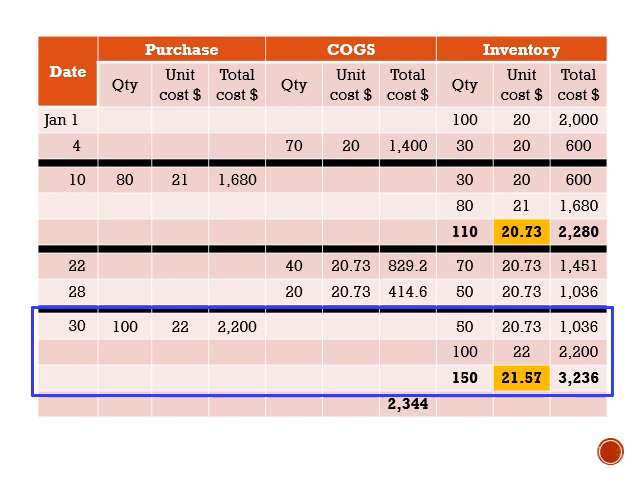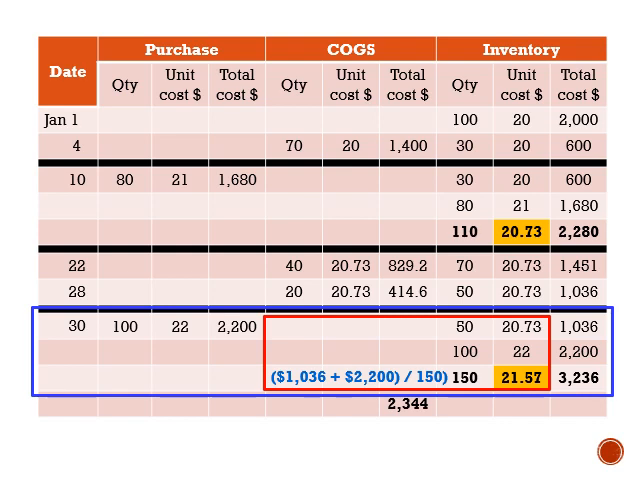Again, since the cost per unit is different from the average cost, we need to determine the new average cost. So we do the calculation again by dividing the total cost for all available goods with the total number of all available goods. And we have a new average cost of $21.57. Should there be a sale before a purchase after this date, we shall use this new average cost to determine the cost of goods sold and the balance in inventory.